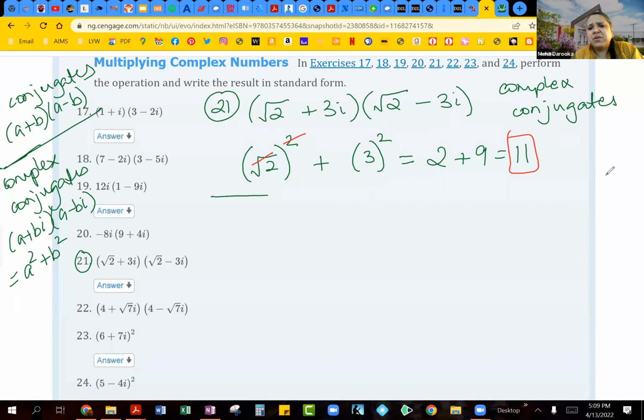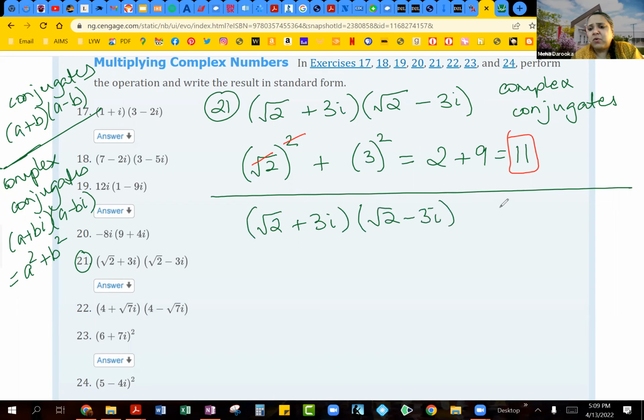And just to show you, this would work even if you went through the FOIL method, just to make sure. If you don't recognize the numbers or you're not sure, the FOIL method will also work. So for the FOIL method, we'll multiply these guys together. So that's the first, the outer, the inner, and then the last terms. That will end up giving us square root of 2 multiplied into itself. So that's our first term.